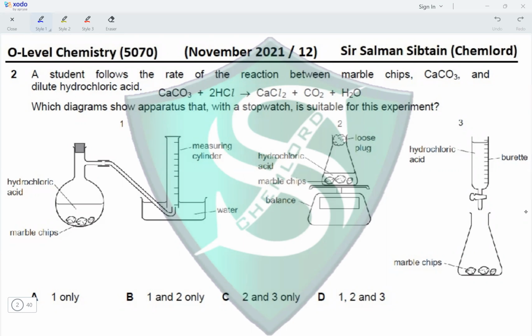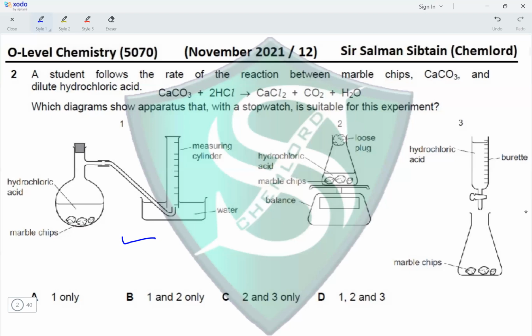So the first experimental setup has an inverted measuring cylinder placed in a trough containing water with a delivery tube going into it. That means we are collecting the CO2 gas over water. So this piece of apparatus can be used to measure the rate of production of carbon dioxide gas. So setup 1 is correct.